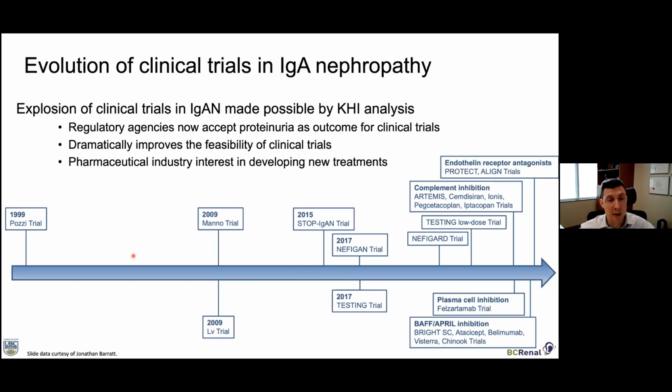So if you go back in time in the last couple of decades and you look at high quality trials in IgA nephropathy, you really won't find too many. But more recently, there's been just an explosion of studies studying everything from complement inhibition, as I mentioned, the testing trial, the NefIgArd trial, plasma cell inhibition, as well as BAFF and APRIL inhibitors, and then even additional conservative therapies such as endothelin receptor antagonists.